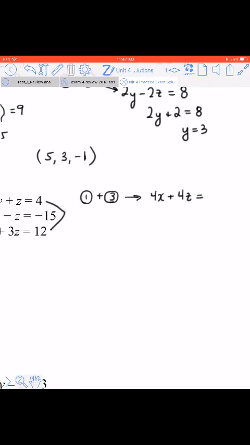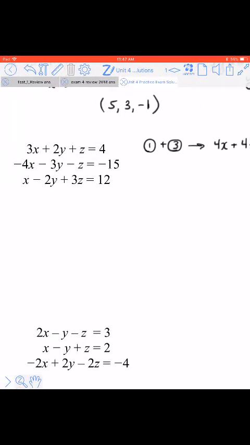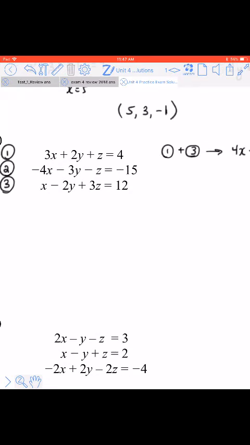And if I add here and here, 12 and 4, that makes 16. So now I need to eliminate the same variable from two other equations. So I'm going to choose equations 1 and 2. Problem is I don't have the same number there in front of y, so I'm going to have to multiply equation 1 and equation 2 to get opposite numbers, opposite coefficients for y.